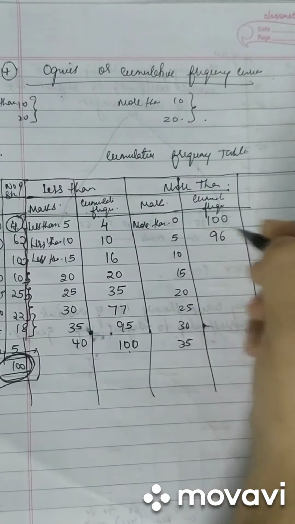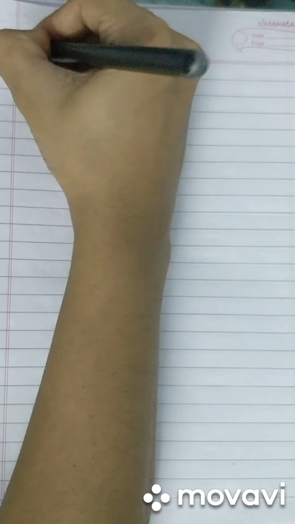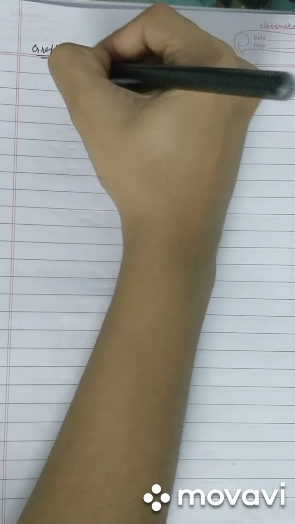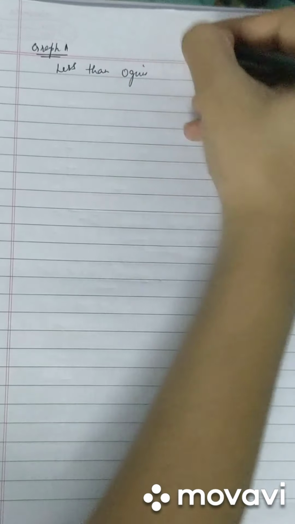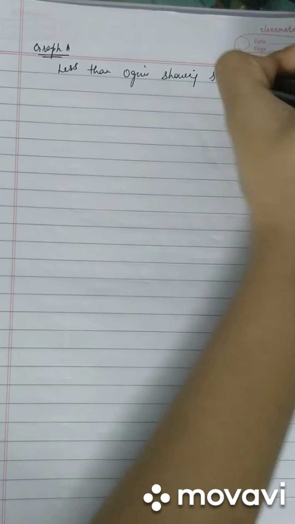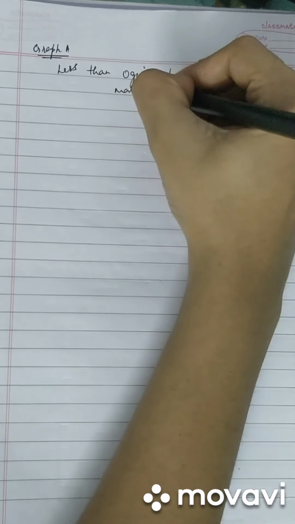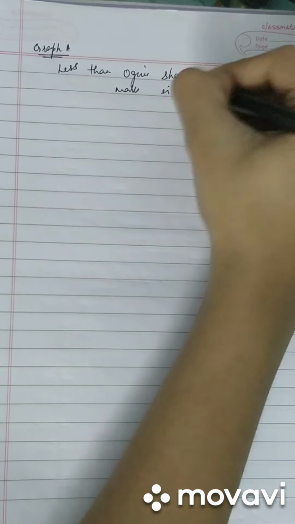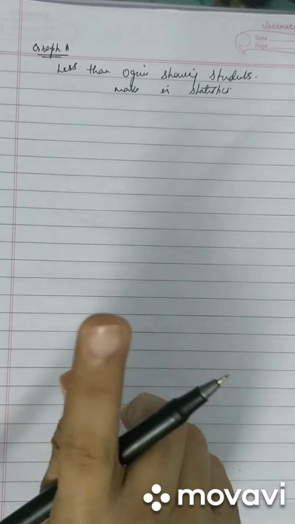Now we will be doing an ogive. So I would be doing separate graphs in this. First I would be doing the less than ogive, then more than ogive, and both more than and less than ogive. Okay. So write down graph A, less than ogive, showing students' marks in statistics. So now we need to see only the cumulative frequency of less than type.